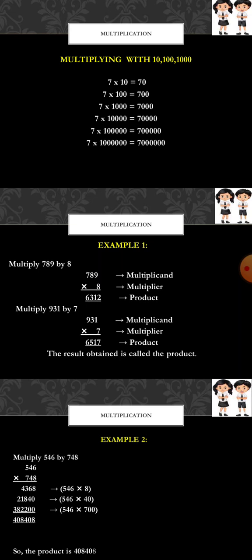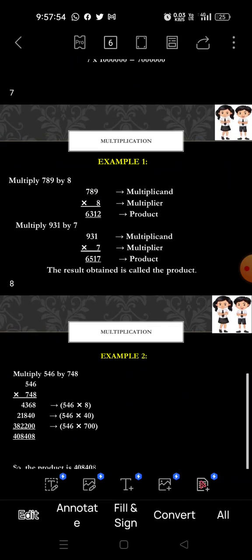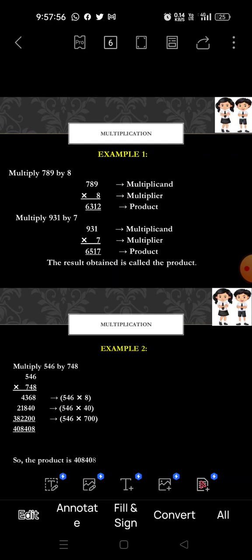Just multiply one digit, 7 into 1, you will get 7 and put 4 zeros at the back. So it's very easy when you have to multiply any number with the multiples of 10. Just write that number and put the number of zeros at the back. I hope you have understood this. Let's solve some more examples of multiplication.